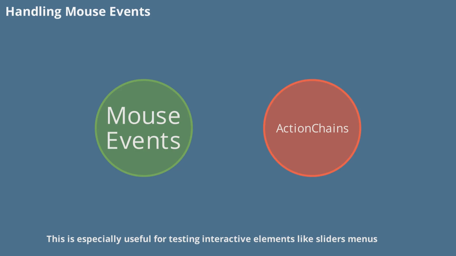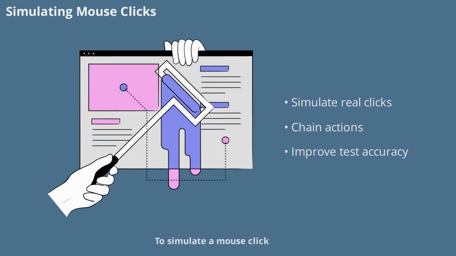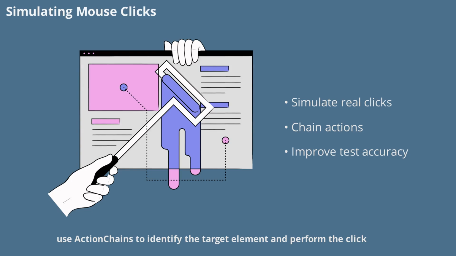This is especially useful for testing interactive elements like sliders, menus, or drag-and-drop features. To simulate a mouse click, use action chains to identify the target element and perform the click. You can also chain actions, such as moving to an element before clicking. This approach ensures your tests interact with the page just like a real user, improving accuracy and reliability.